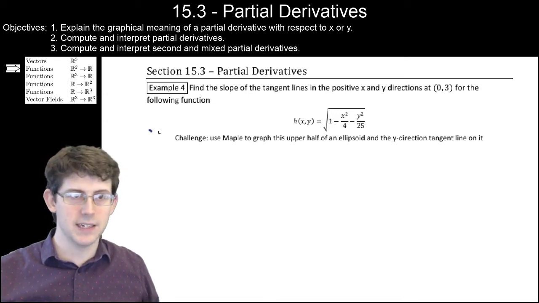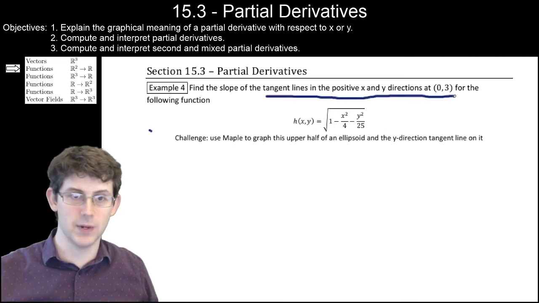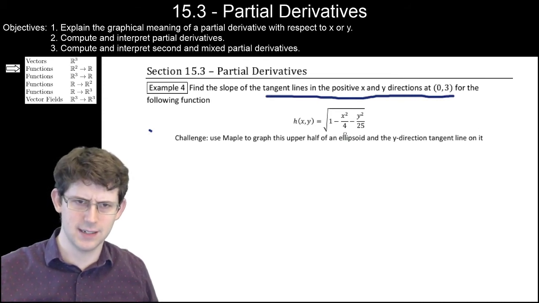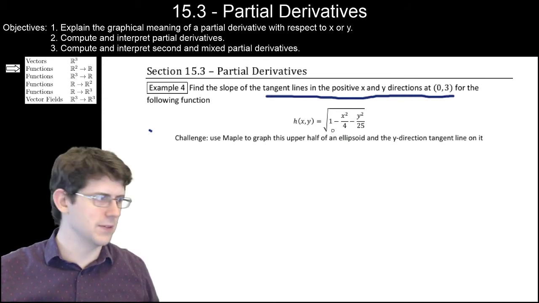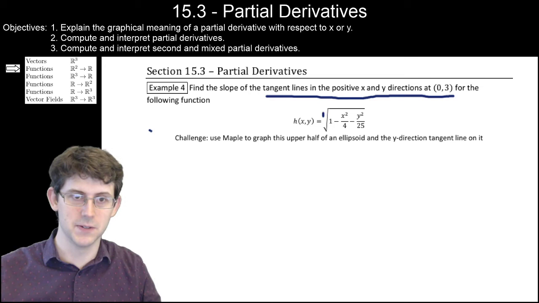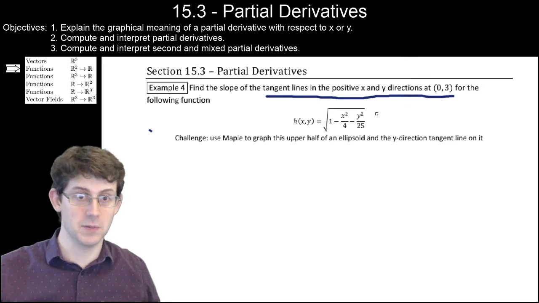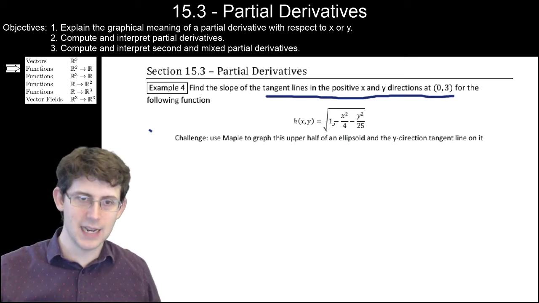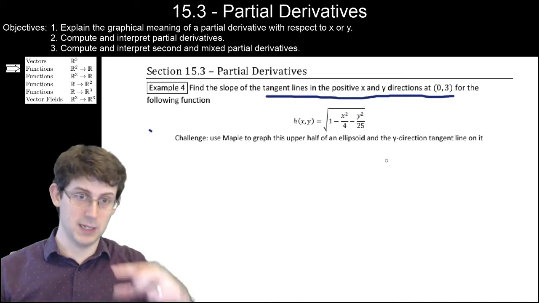So now we want to find the slopes of tangent lines in the positive x and y directions at this point for this function. I was about to say that this is the top half of a sphere. The reason it's the top half is because this is a positive square root. If it was minus square root, it would be the bottom half. Number minus x squared minus y squared gives me a sphere.